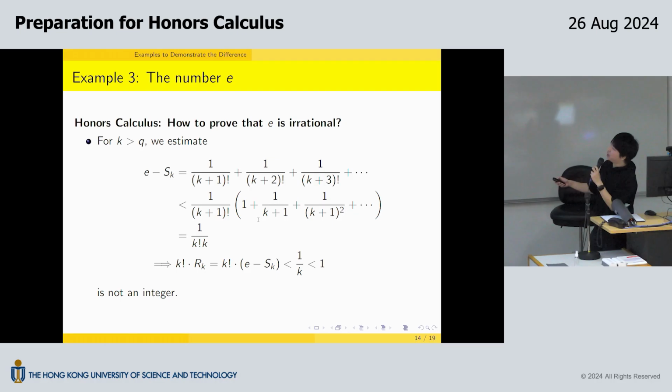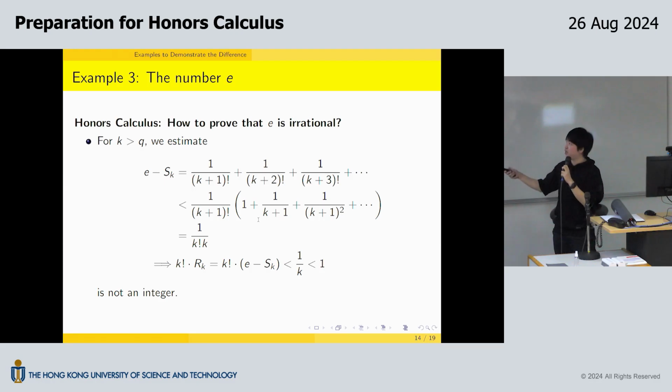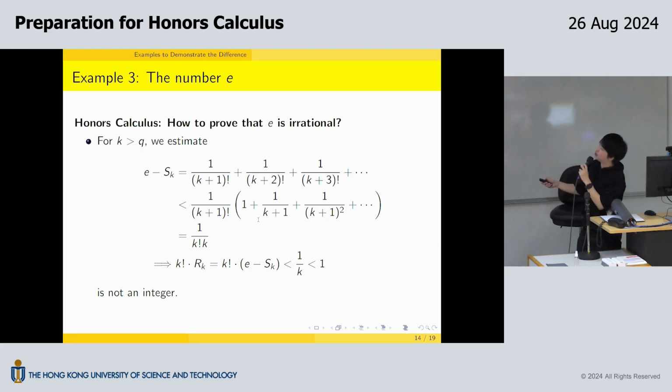Okay, and after having the idea, you need to execute the idea by doing estimation, right? So how do you do that? You estimate the remainder, that is this series, and you manipulate this using algebraic inequality. And you estimate this from above. Let's say after some estimation, you'll get that the remainder is less than 1 over K factorial times K. So that implies that K factorial times the remainder is less than 1 over K, which is less than 1.